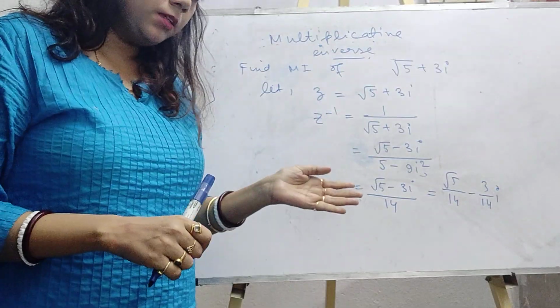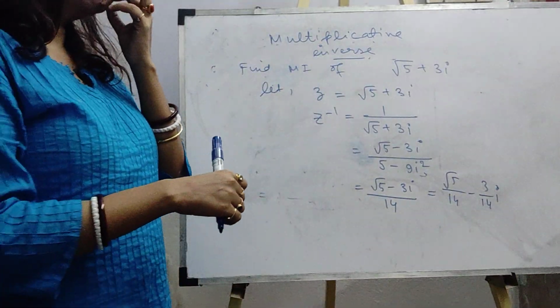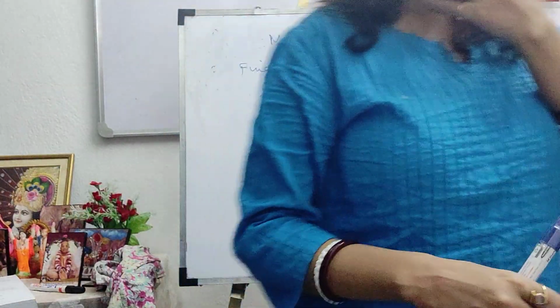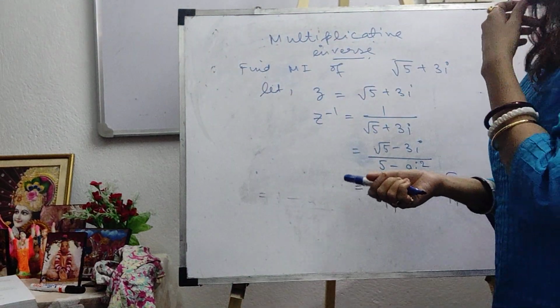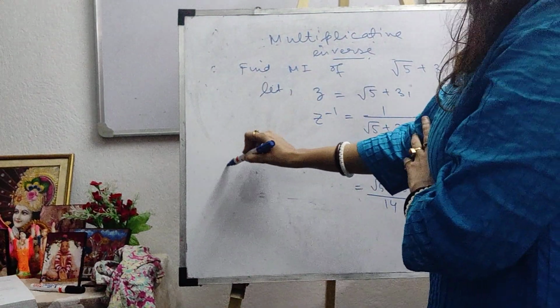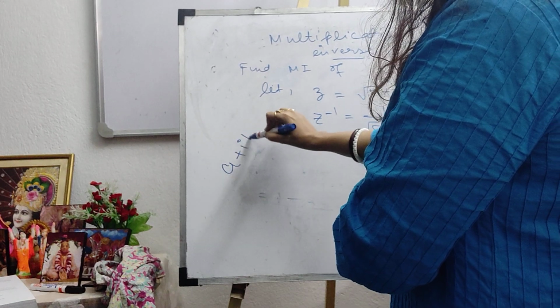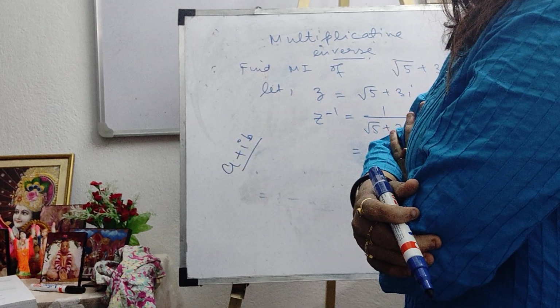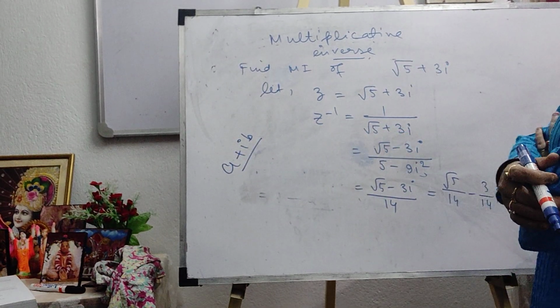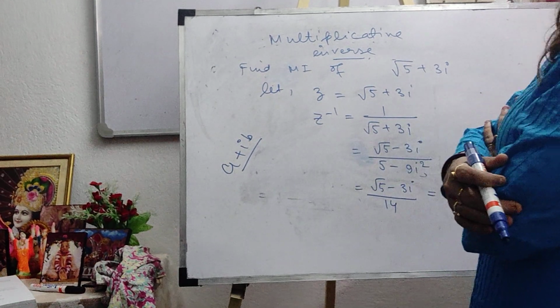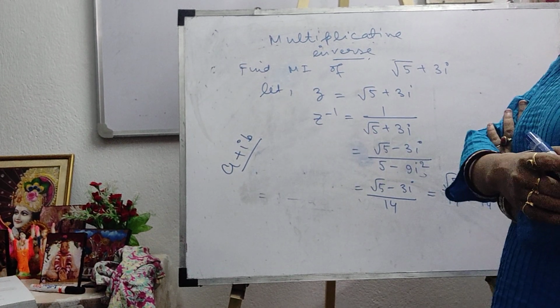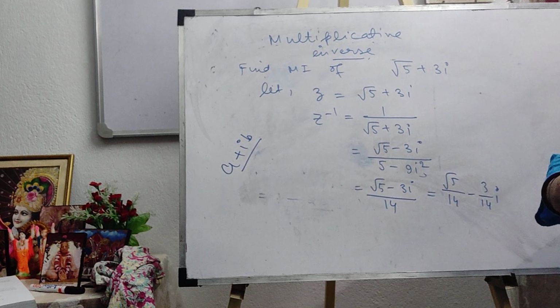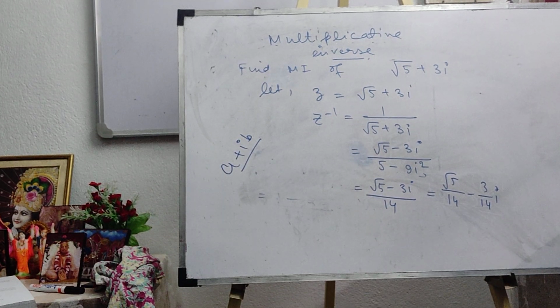Students, always try to write the complex number in the form of a plus ib. Always try to write in the form of a plus ib. Okay, because without this format you cannot find anything like modulus, conjugate, multiplicative inverse. For any kind of calculations you have to write the number in the form of a plus ib. Okay.